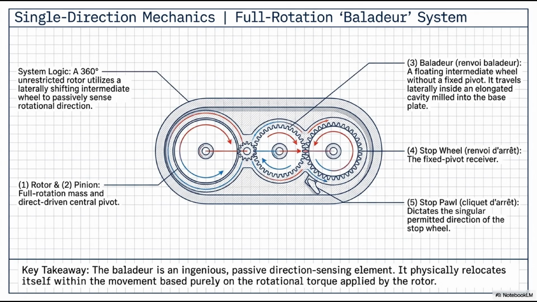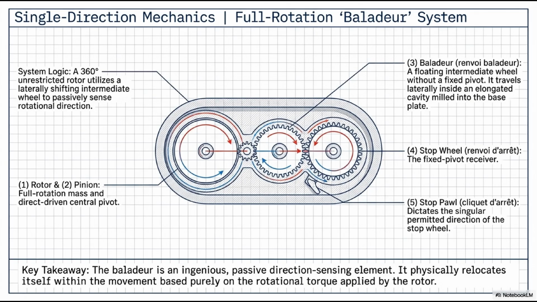Let's identify the parts. Component 1 and 2 are the full rotation mass and its direct-driven central pinion. Component 4 is the stop wheel, or renvoi d'arrêt. This is the fixed pivot receiver that feeds the reduction train. Component 5 is the stop pawl, dictating that the stop wheel can only turn in one permitted direction.